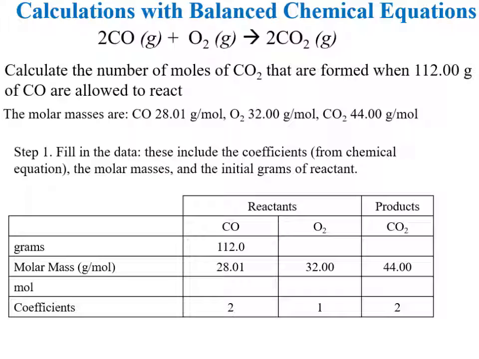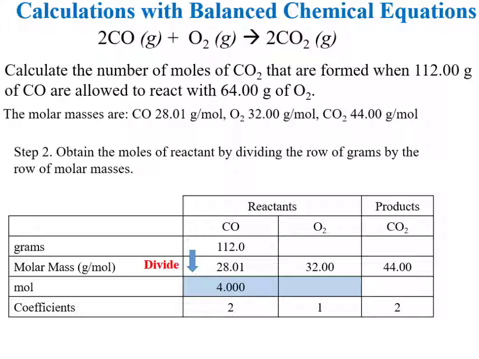Now, in order to calculate the moles of CO that we need for this reaction, we're going to divide the line of the grams by the molar mass. So 112 divided by 28.01. Do remember that when we're using this table, we're always dividing when we're moving downward and we're multiplying when we're moving upwards. So we obtain 4 moles.